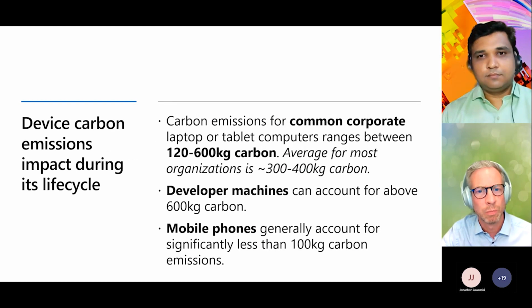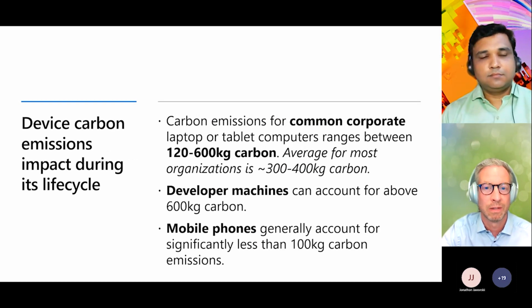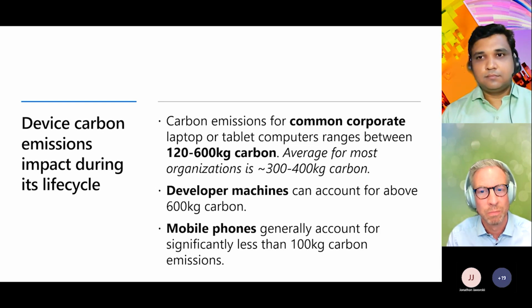So before looking at options for how you can reduce carbon impact, let's talk about the impact the computer and other common devices have when it comes to carbon emissions.